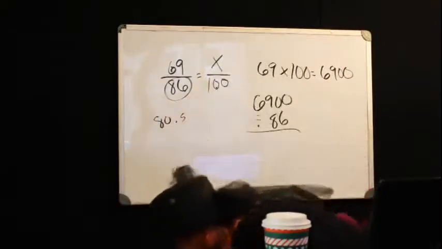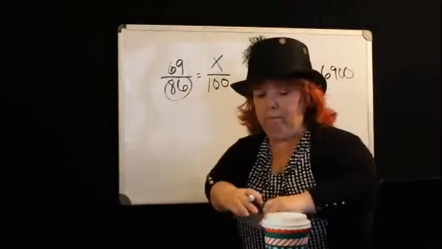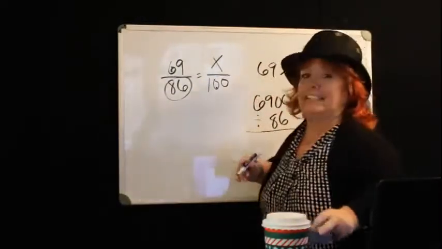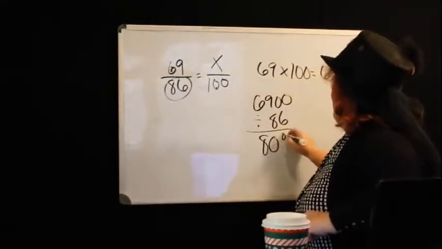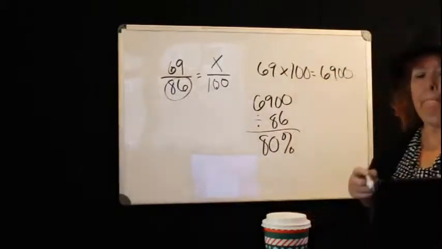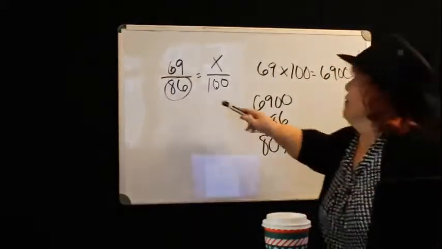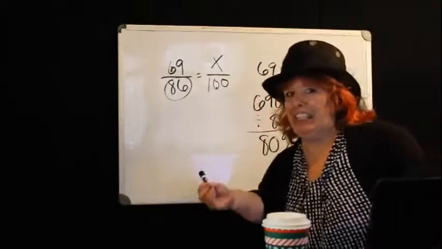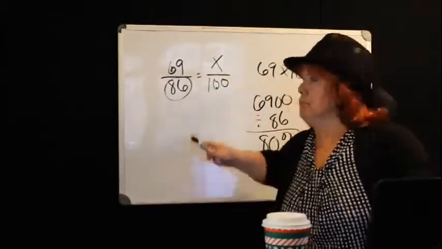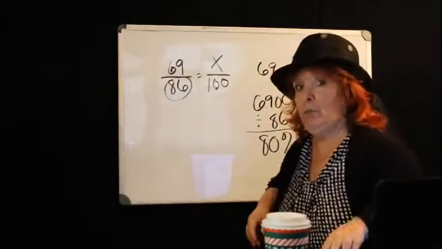Okay? So, what percent did I get on this test? I got 80%. Okay? So, in this calculation, the percentage is the missing information. All right? So let's do another one.